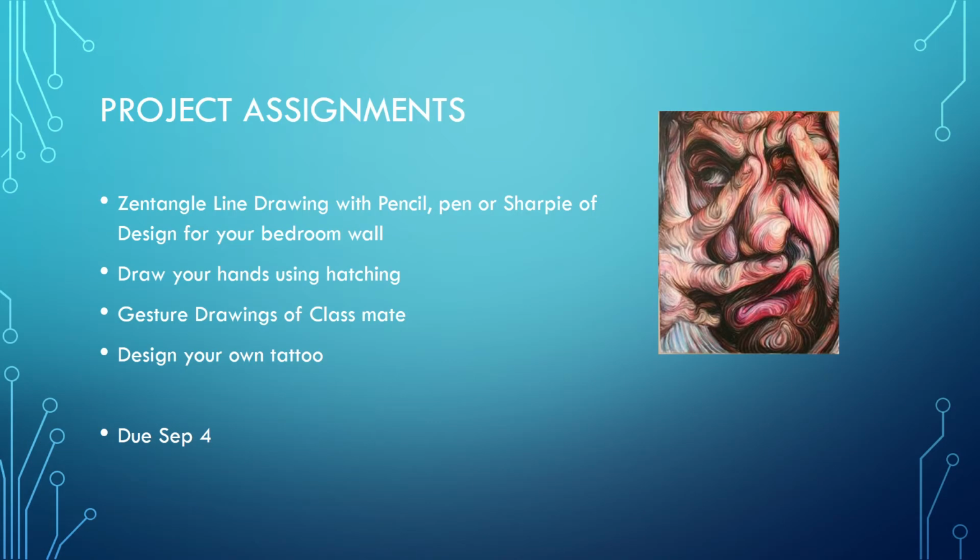Your assignment will be to make a Zentangle drawing first and foremost, and I'll give you more examples of that. Some drawings of your hand, some gestural drawings of a classmate, and or design your own tattoo. The due date will be 2 days to create each one.